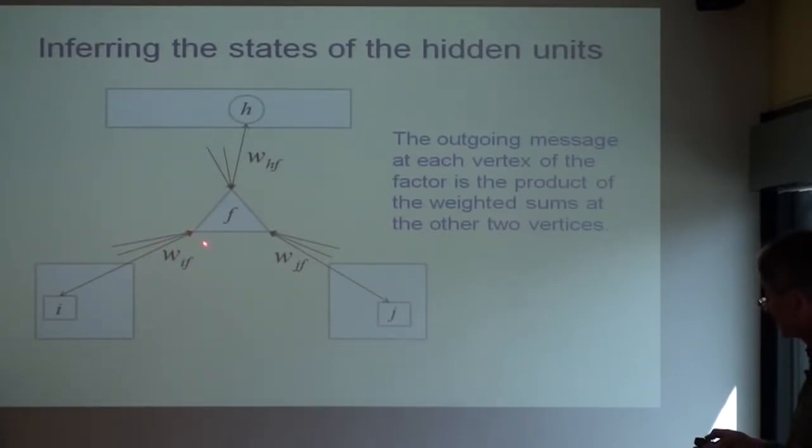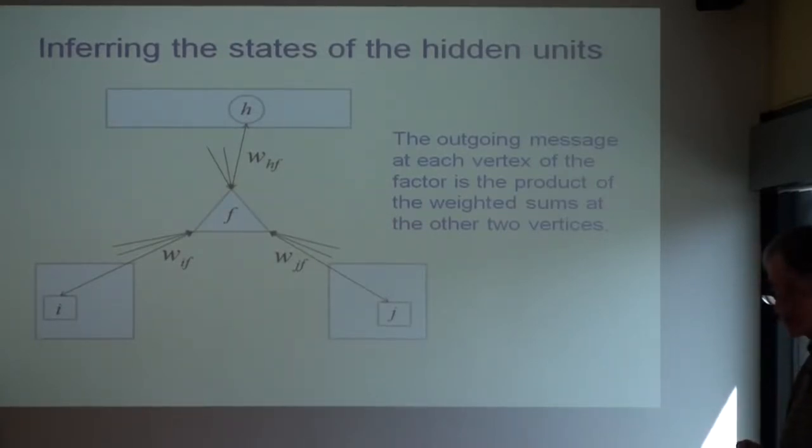add all that up, so I get a sum at this vertex. I do the same here, I get a sum at this vertex. Then I multiply these two sums together to get a message that I'm going to send to the hidden units. As that message goes to the hidden unit, I multiply it by the weight on that connection. So what the hidden unit will see is this weight times the product of these two sums. And that is the derivative of the energy with respect to the state of this hidden unit, which is what it needs to know to decide whether to be on or off.